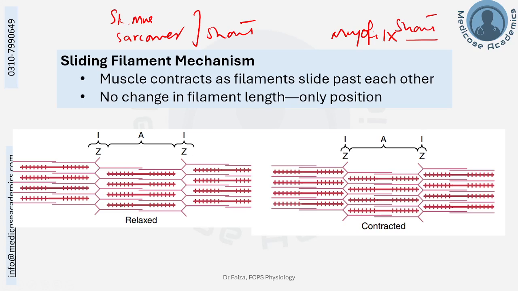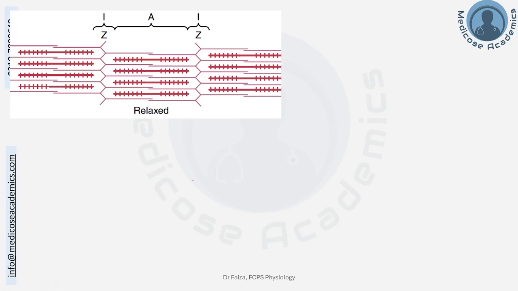As you can appreciate, the thick filaments surrounded by the thin filaments are interdigitated across each other in the relaxed state. When the sarcomeres contract and shorten, the myofilaments only overlap each other rather than decreasing in length, and this concept is known as the sliding filament model, that the muscle contracts as the filaments slide past over each other. There is no change in the filament length, only their positioning changes, leading to the shortening of the sarcomere as well as the shortening of the skeletal muscles.